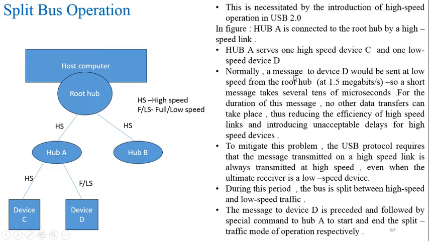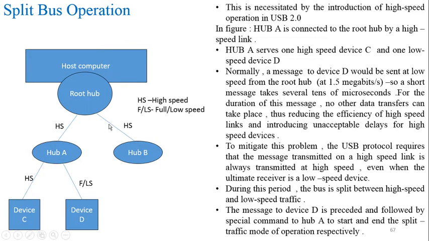Normally a message to device D would be sent at low speed from the root hub itself. So a short message takes several tens of milliseconds to complete its data transfer operation. For the duration of this message, no other data transfer can take place, thus reducing the efficiency of high-speed links and introducing an unacceptable delay for high-speed devices.